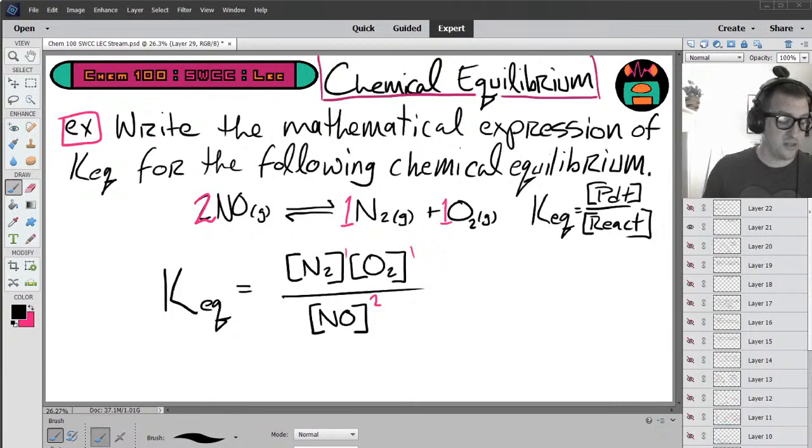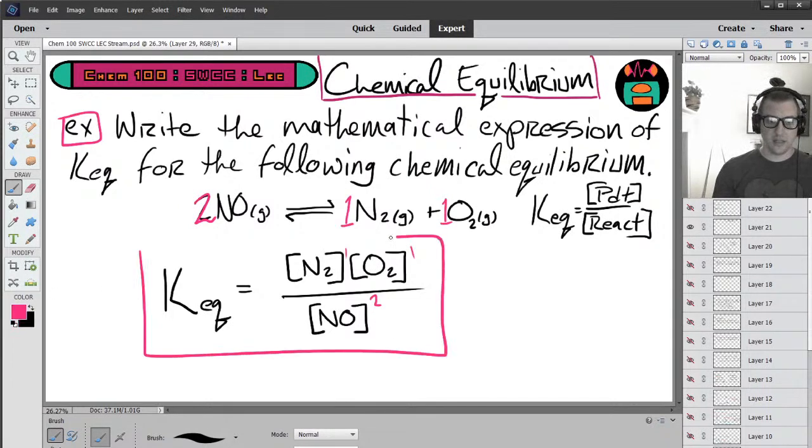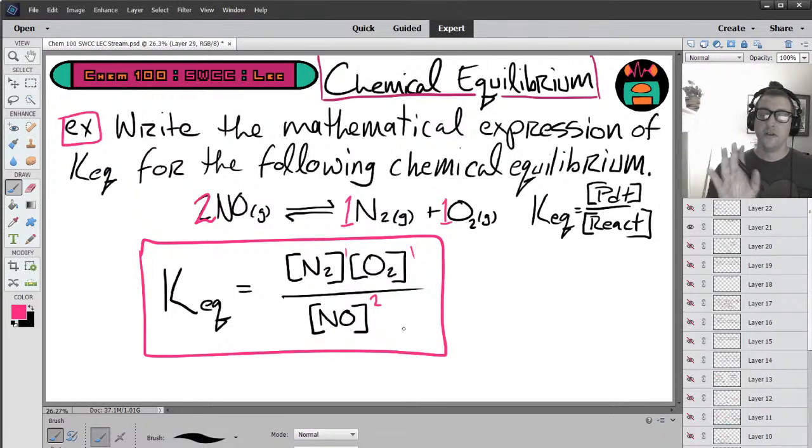Great catch, it totally should be O2. Awesome job. All right, so this is the mathematical expression for the chemical equilibrium for this reversible reaction.